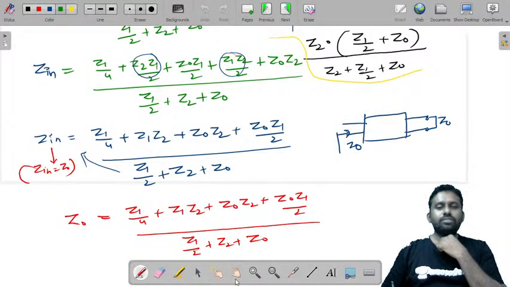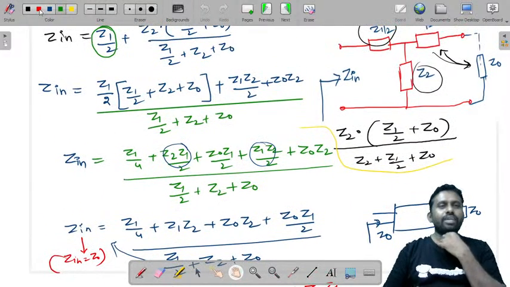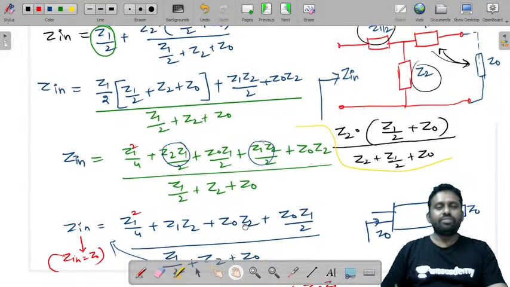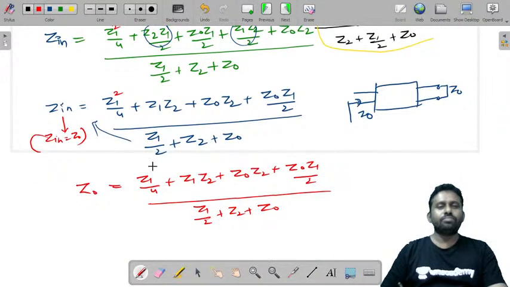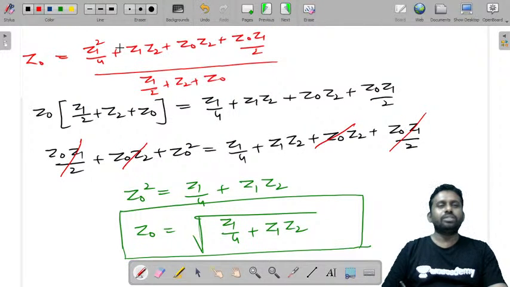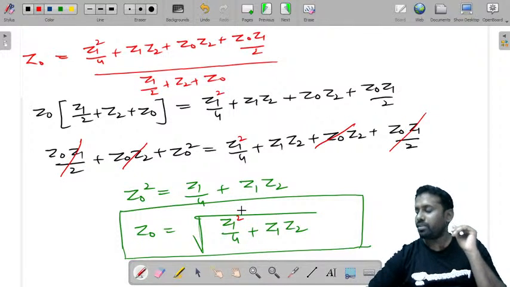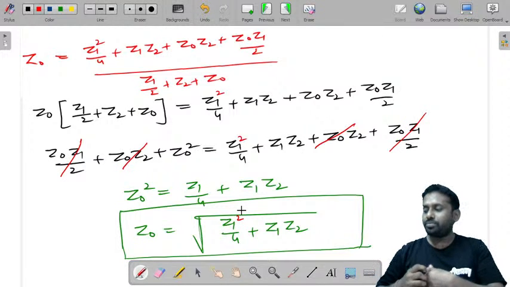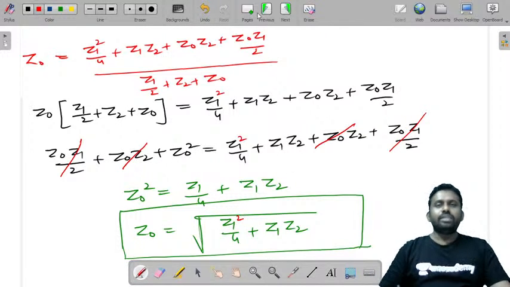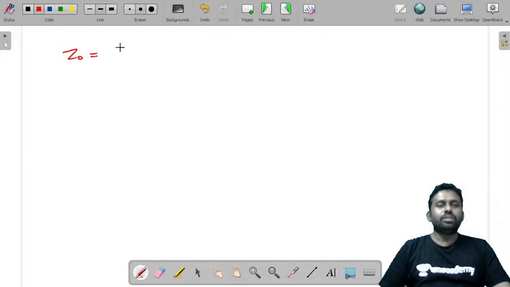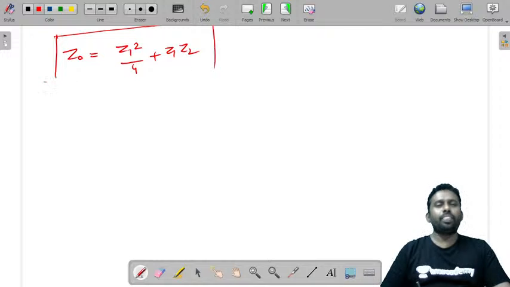Let's look at this. If you look at this, there is Z1 by 2 into Z1 by 2, it is Z1 square. This is the mistake we have made. So it is Z1 square. In the next slide also you'll get Z1 square. So this is Z1 square by 4 plus Z1 Z2. What is the Z0 value? We got Z0 is equal to root over Z1 square by 4 plus Z1 Z2. This is the value of Z0.